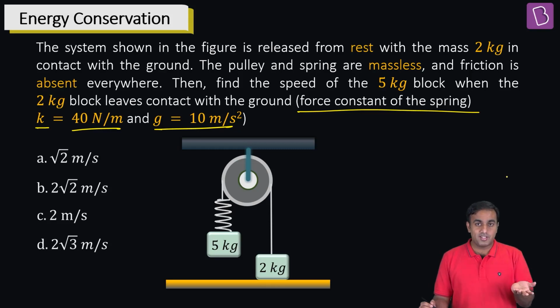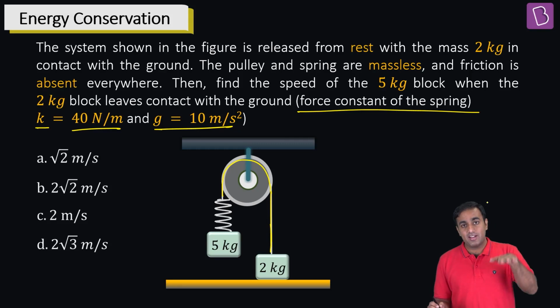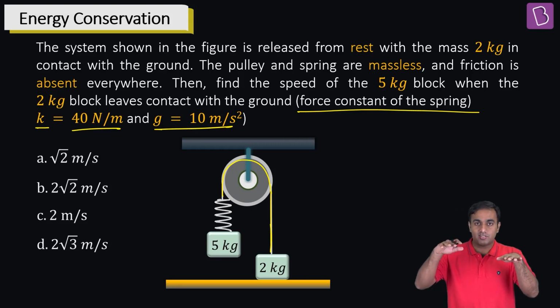Now when it is released, the 5 kg mass will go down and the spring extension will become non-zero and will increase, thereby giving more and more restoring force in the spring. The tension in the string connected to this spring is equal to the restoring force produced in the spring itself. When the restoring force produced in the spring increases, so does the tension.